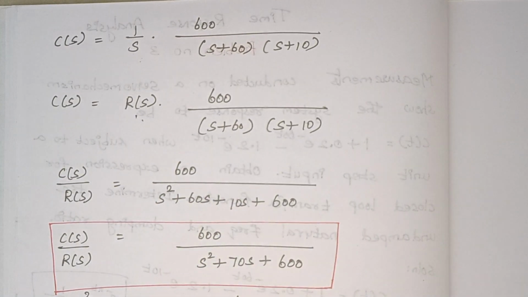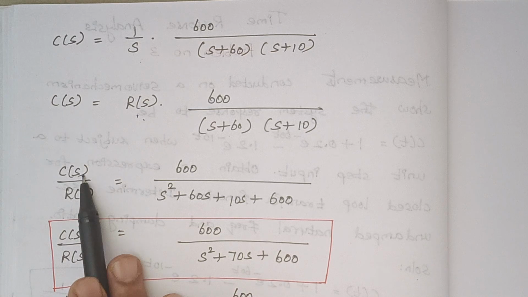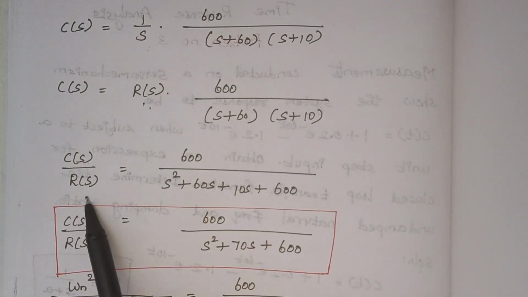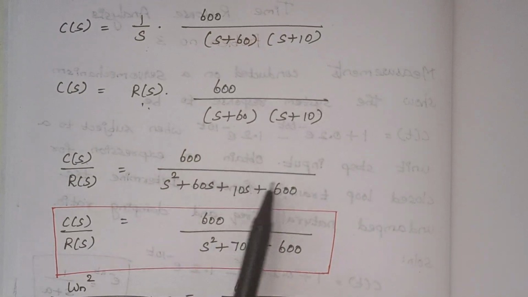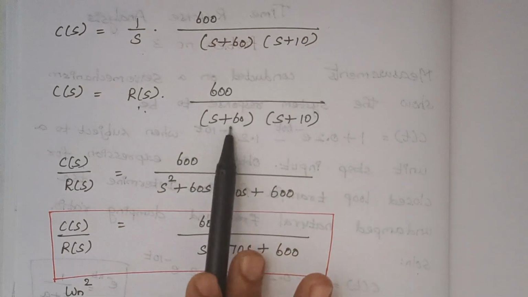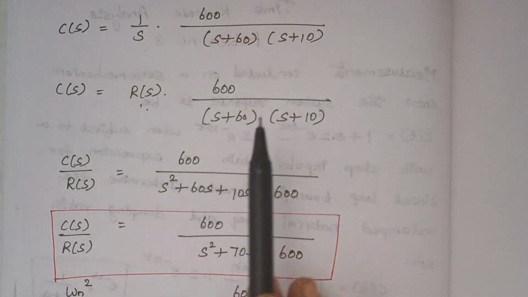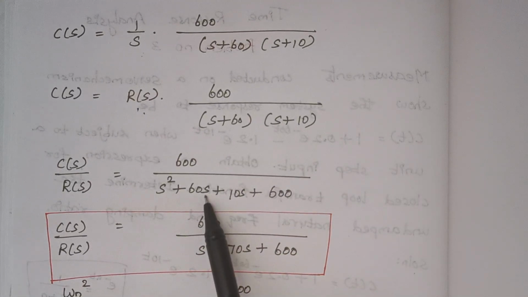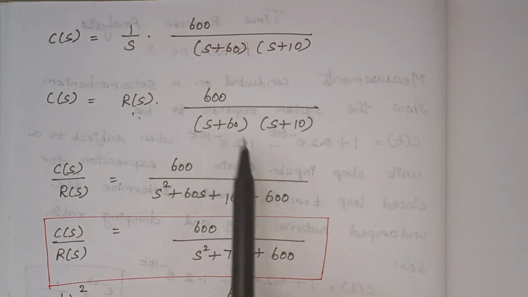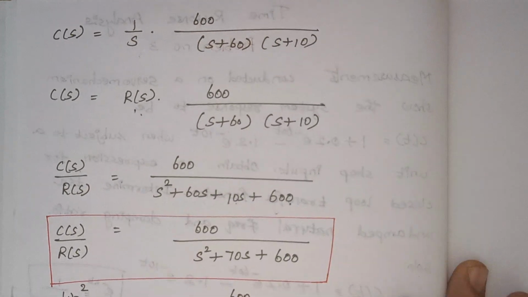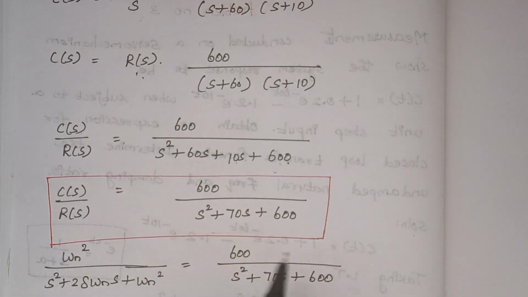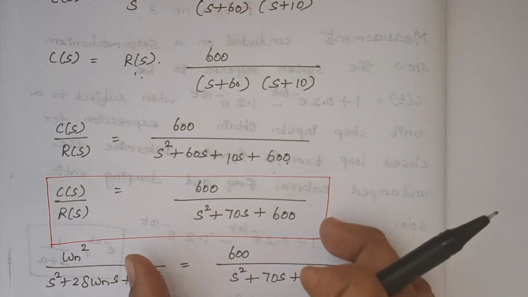So what is the general form of representing a second order equation? It is C of s by R of s. So here I am bringing this R of s to the denominator part. So the expression is like this: 600 divided by the remaining term. Here I am multiplying these two terms. s into s becomes s square. 60 into s becomes 60s. Next thing is 10 into s becomes 10s and 10 into 60 becomes 600. So when you simplify, you are getting an expression like this, right? So this is our second order transfer function.